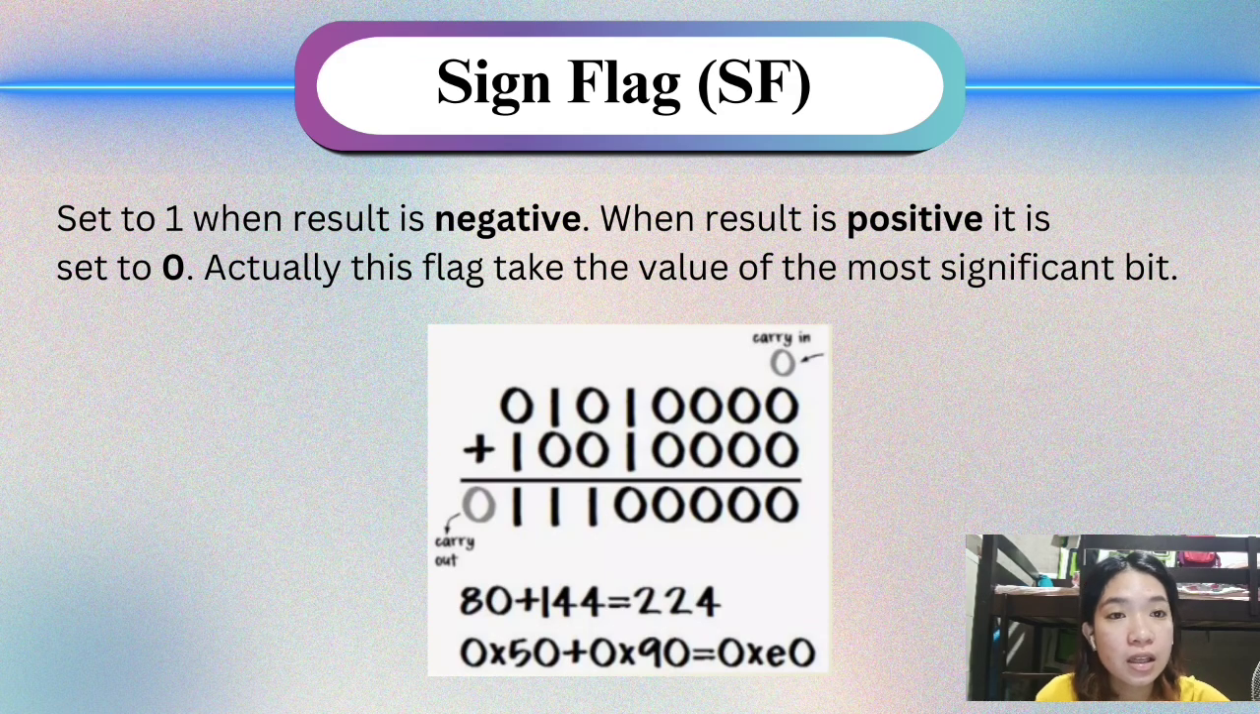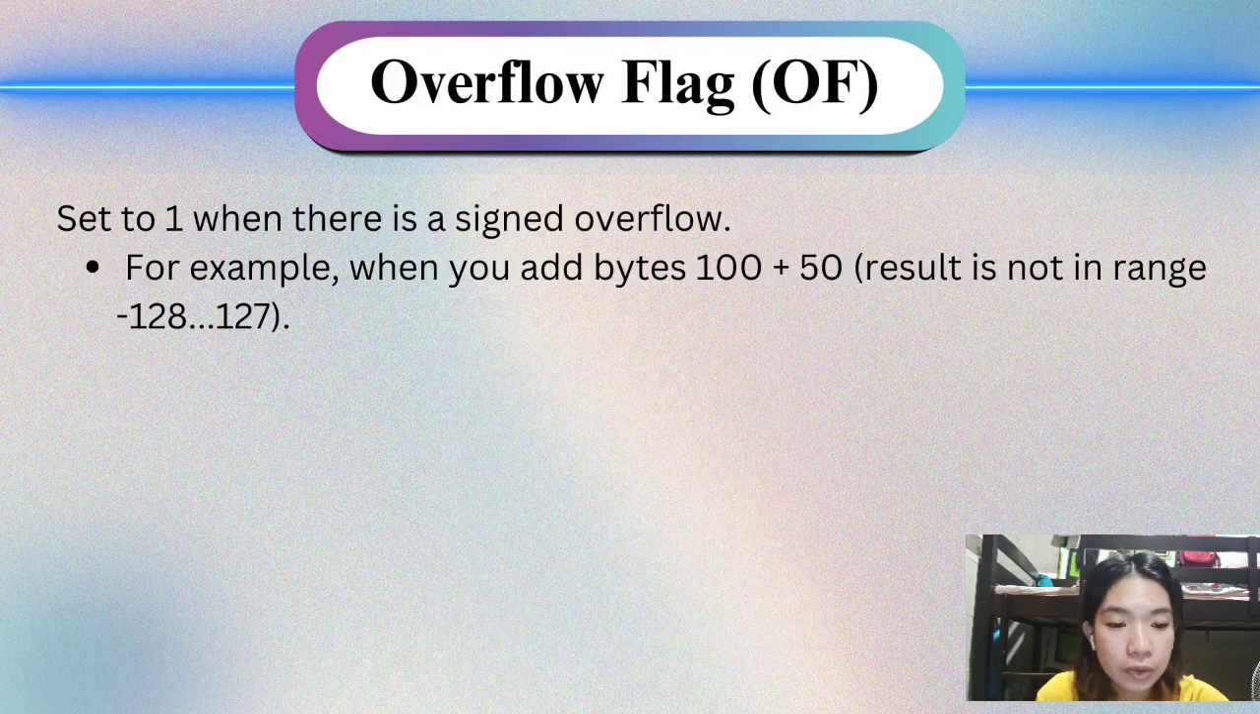So the sign flag indicates the sign of the result of an operation; it is set to the value of the most significant bit of the result. The purpose of it is, in signed arithmetic, if the most significant bit is 1, the result is negative, and if it is 0, the result is positive. This flag is essential for determining the sign of the result, which is particularly important in signed integer operations.